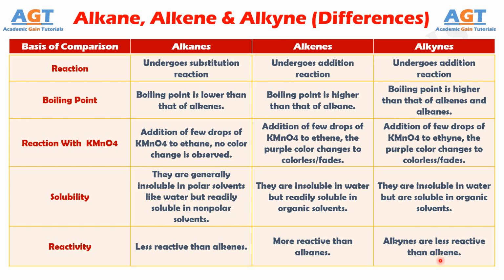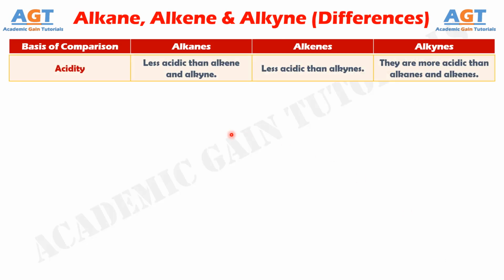If we differentiate them in terms of acidity, the alkanes are less acidic than alkenes and alkynes. The alkenes are less acidic than alkynes. And the alkynes are more acidic than alkanes and alkenes.